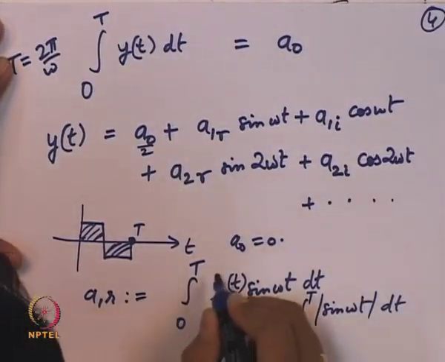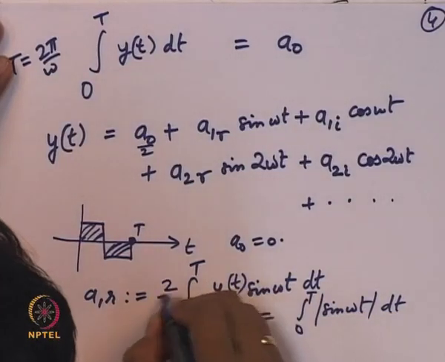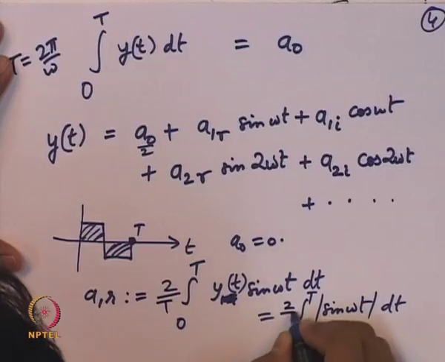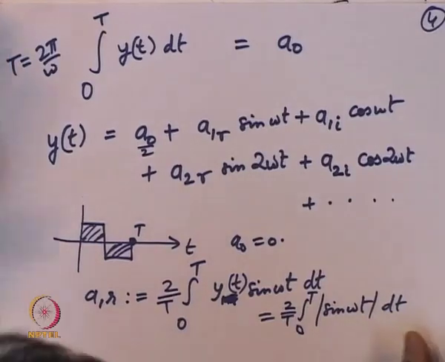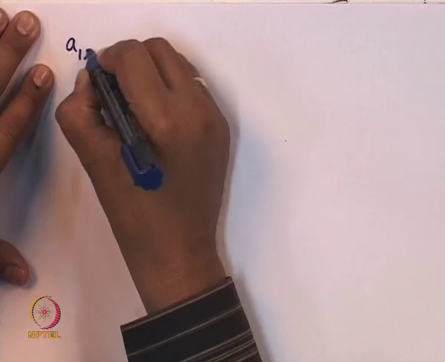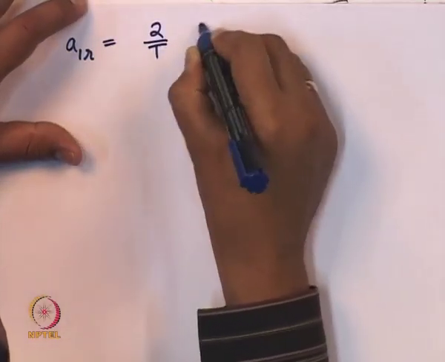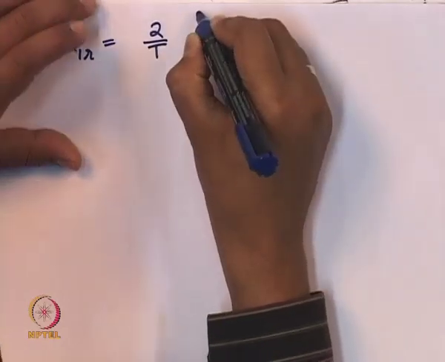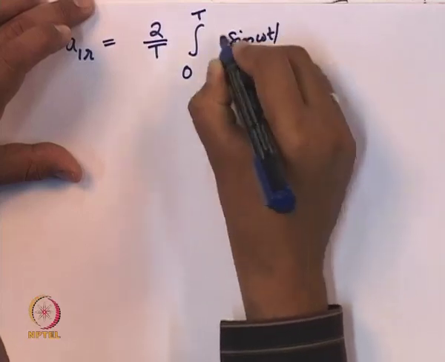And for a1r, we need some normalizing factors that we have missed: this 2 by T here, also 2 by T here. I just now checked that without these factors, we will not get the correct describing function. So what we are going to calculate is a1r equal to 2 over T integral from 0 to T of |sin omega t| dt.